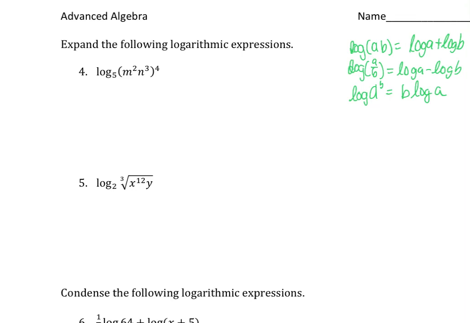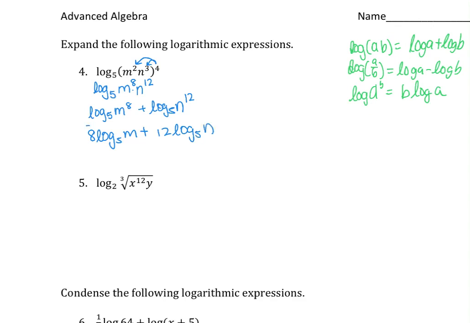So first thing I want to do is deal with this 4 outside the parentheses. That goes to both exponents. So I can rewrite this as log base 5 of m to the 8th n to the 12th. Then this is multiplying, so I can separate that. Log base 5 of m to the 8th plus log base 5 of n to the 12th. I can bring exponents out front. 8 log base 5 of m plus 12 log base 5 of n. And that is the fully expanded form.